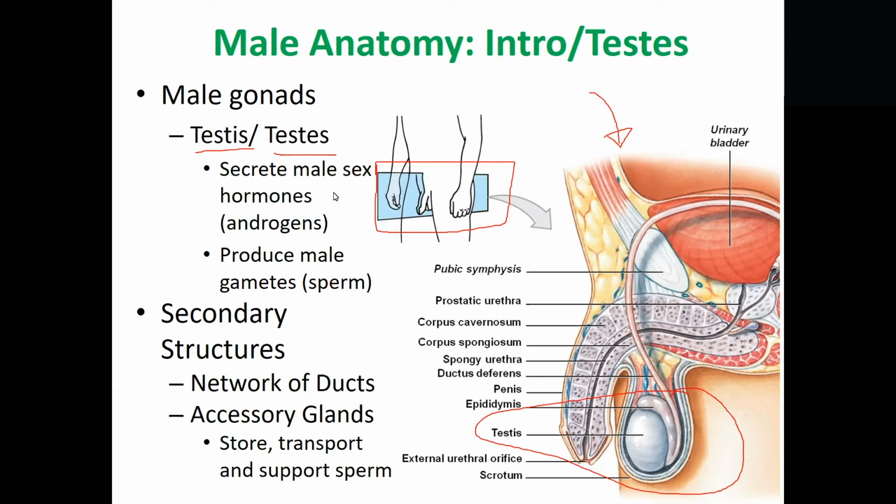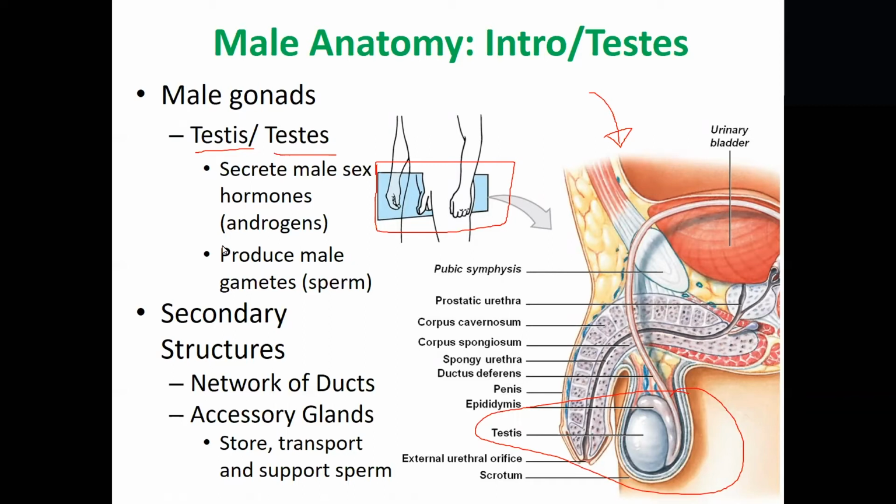They are the male gonad. Again, gonad is just a general term referring to the organ that is going to make hormones and make our sex cells. The equivalent in females is going to be the ovary. So if we want to be more specific and talk about the male gonad, it is the testis, or testes if we're talking about two.